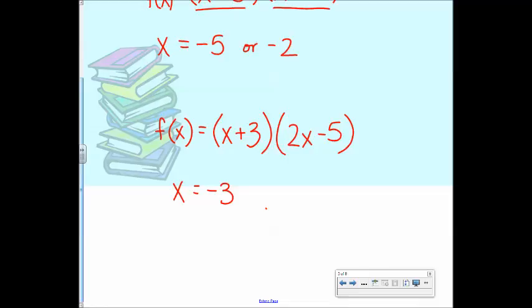We're going to have to do some division. Here's how you set it up. You would say, okay, I want to know what makes this 0. So how do I figure out how to get x by itself?